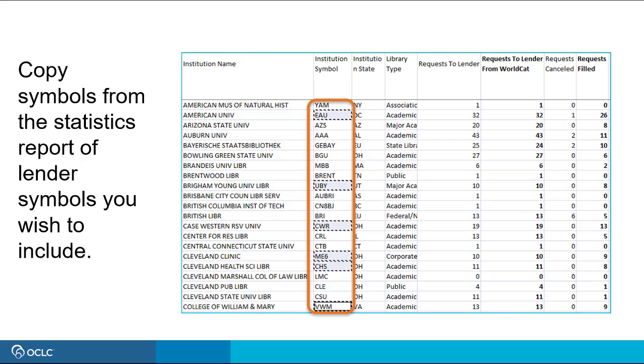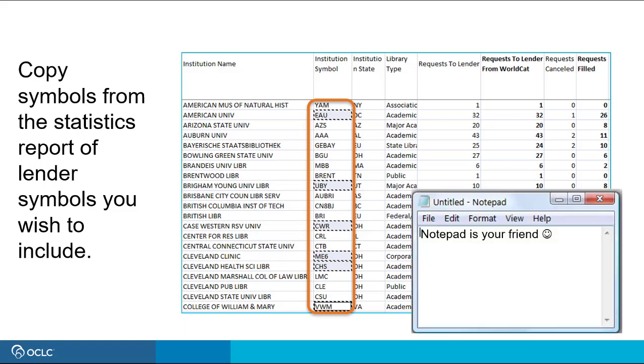You can use your OCLC user statistics reports to select libraries of your preference based on past activities. From your statistics report, you can copy library symbols from the institution symbol column and paste them into a notepad.